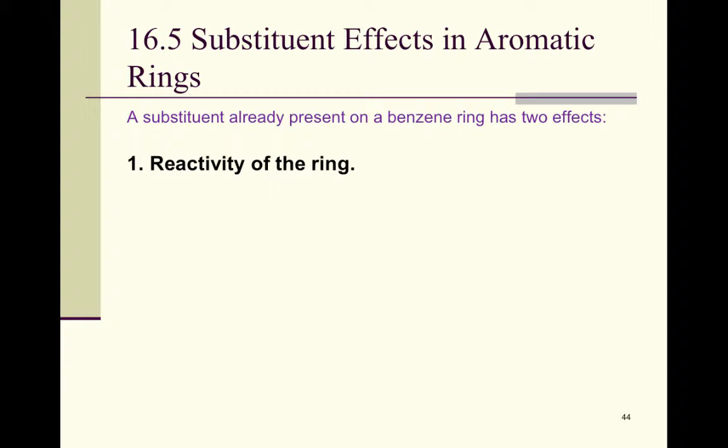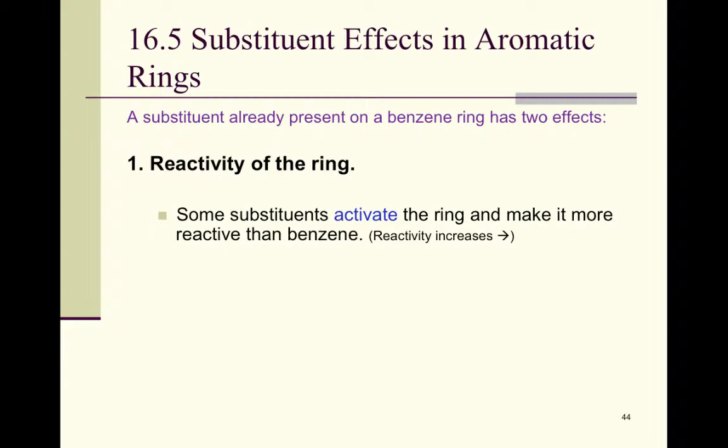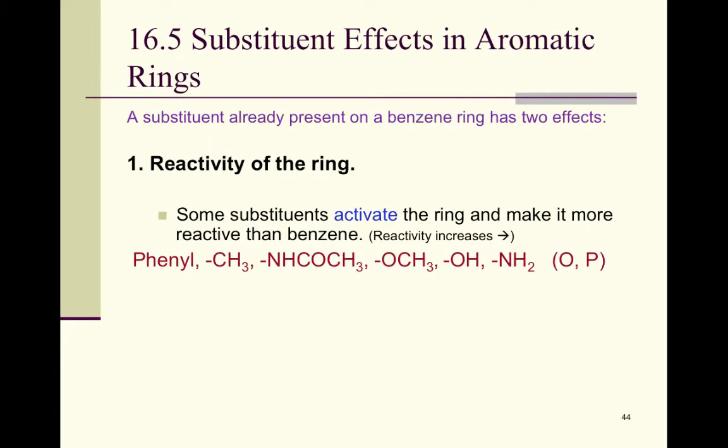A substituent already present on a benzene ring has two effects. The first is the reactivity of the ring. Some substituents activate the ring and make it more reactive than benzene. The list here shows the reactivity increasing from left to right.